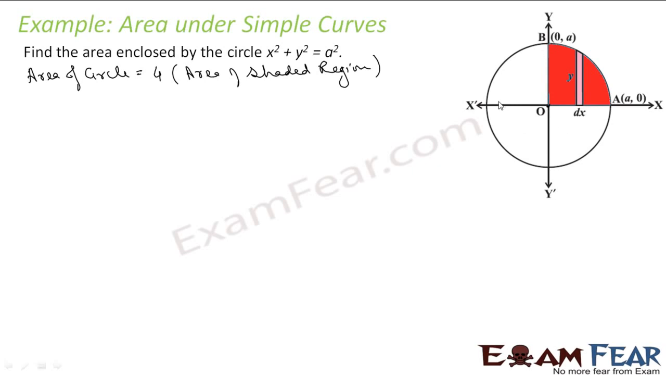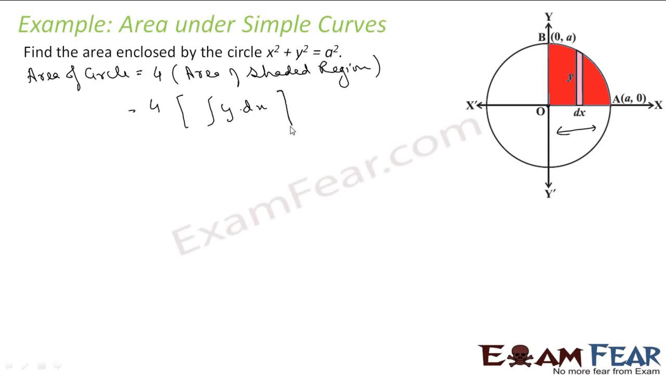Now we have to find the area of the shaded region. Area of the shaded region, you can see this curve is nothing but x square plus y square is equal to a square. So if I am trying to find it in dx form where y is variable, this is y dx. So if you see, I can write the area of the circle as nothing but 4 into the area of the shaded region, which is nothing but the integration of y dx. Correct?